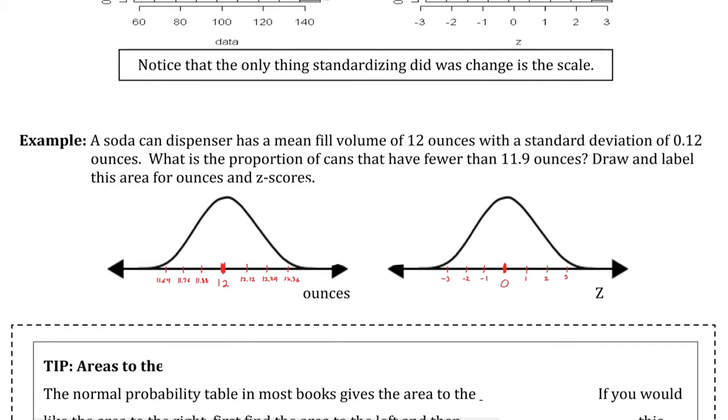A soda can dispenser has a mean fill volume of 12 ounces with a standard deviation of 0.12 ounces. What is the proportion of cans that have fewer than 11.9 ounces? Draw and label this area for ounces and z-scores.